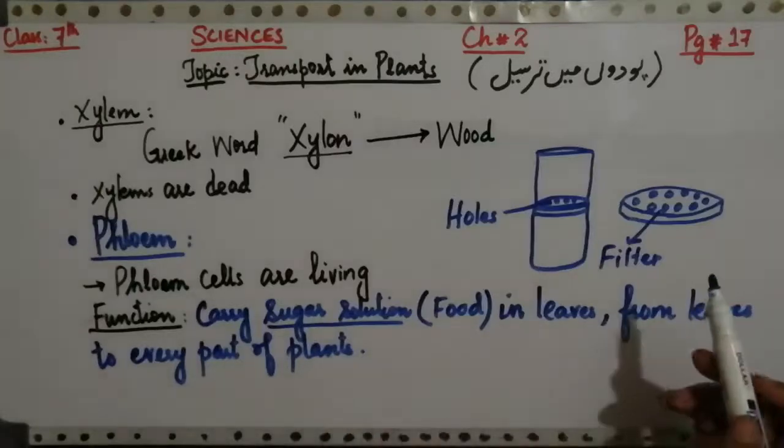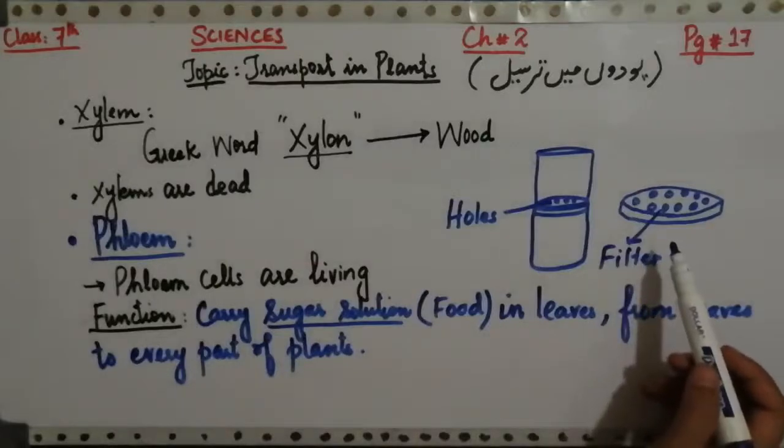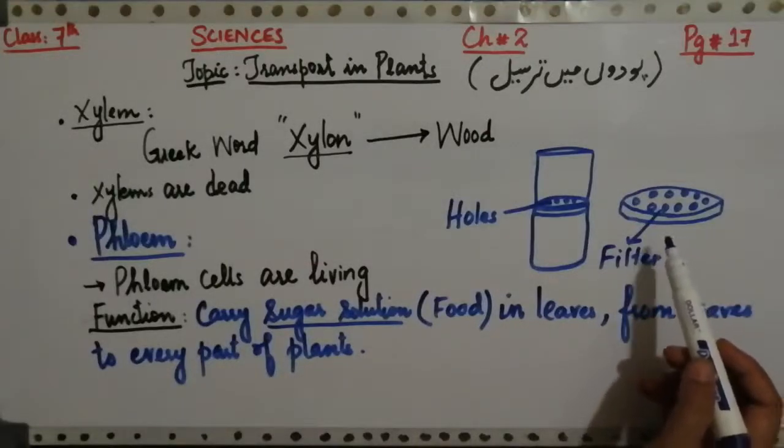So these holes are basically responsible and they are present at the end of each phloem cell.